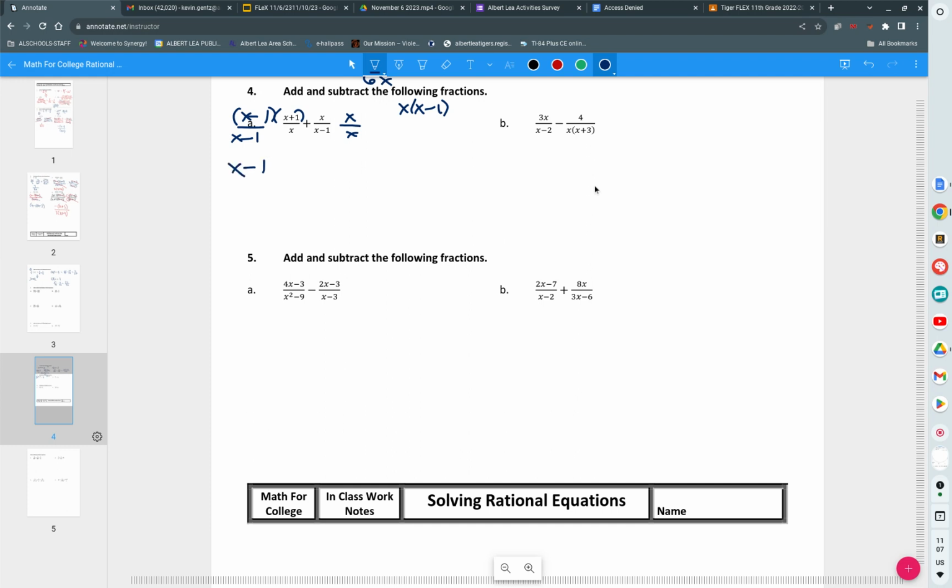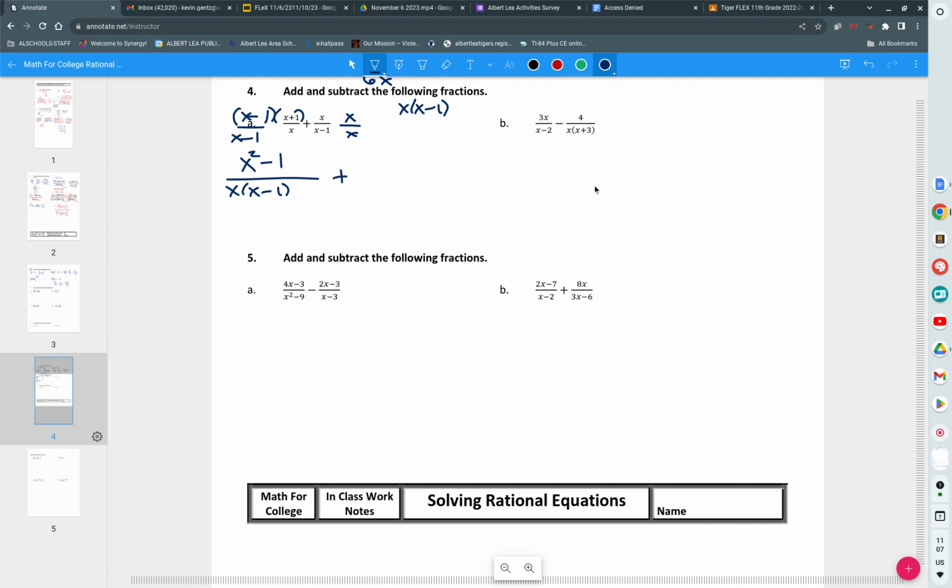We'll write it out. X minus 1 times x plus 1. X times x is x squared. And x times positive 1 is positive x. Negative 1 times x is negative x. And negative 1 times 1 is negative 1. What happens to the middle two terms? They cancel. So as you can see, if we were to multiply out x minus 1 times x plus 1, you get x squared minus 1. And that is over my new denominator of x times x minus 1.